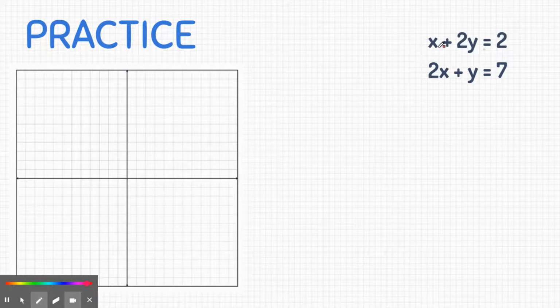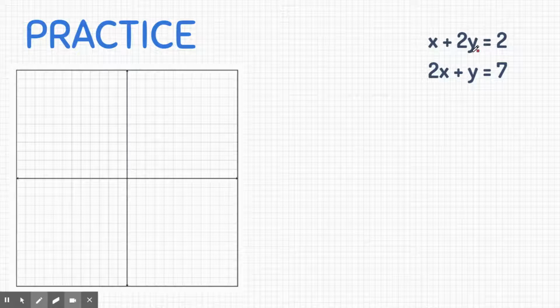So I'm going to start with this first problem set. I've got two equations: x plus 2y equals 2, and 2x plus y equals 7. Remember that regardless of whether I'm solving with graphing or solving with substitution, my very first step is to put the equation in y equals mx plus b form. Okay? So I'm going to start with this first equation since it's clearly not in y equals mx plus b form, and I'm going to convert it.